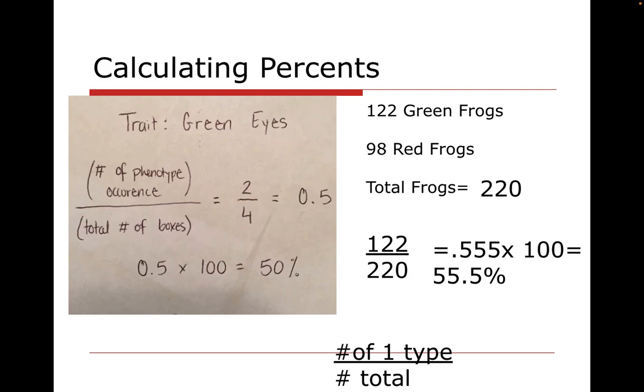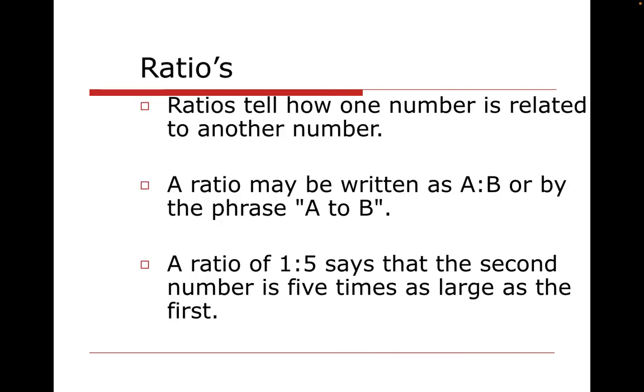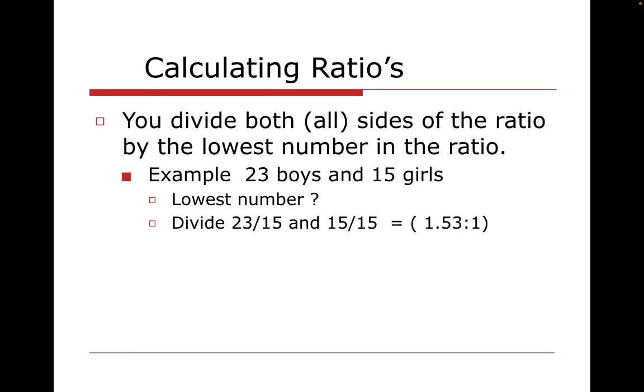Okay, calculating ratios is just as easy. Ratios tell how one number is related to another. Usually a ratio may be written as A to B. So a ratio of 1 to 5 says that the second number is 5 times as large as the first. So for every one of these, there are 5 of those, so to speak. So how do you calculate them? You divide both or all sides of the ratio by the lowest number in the ratio.